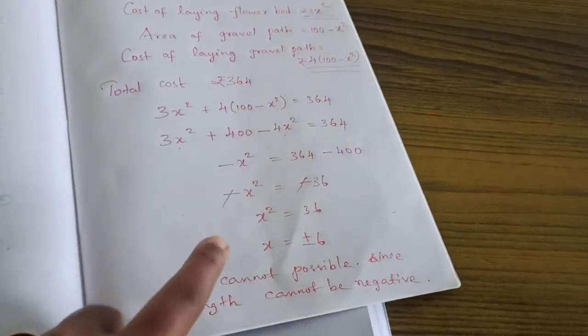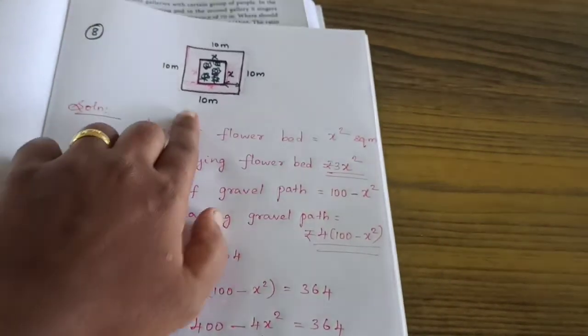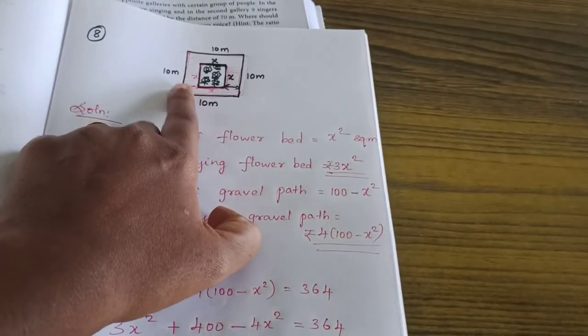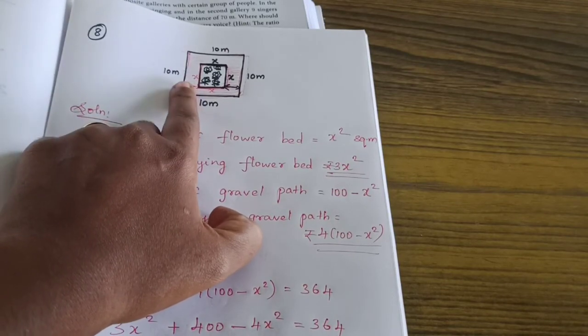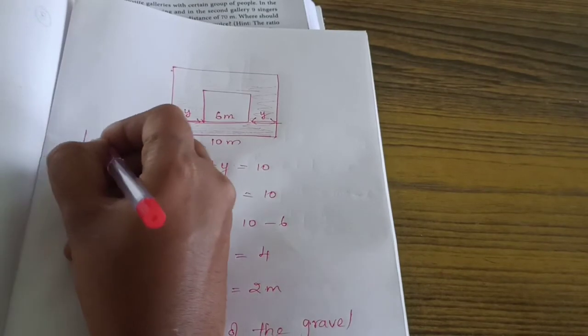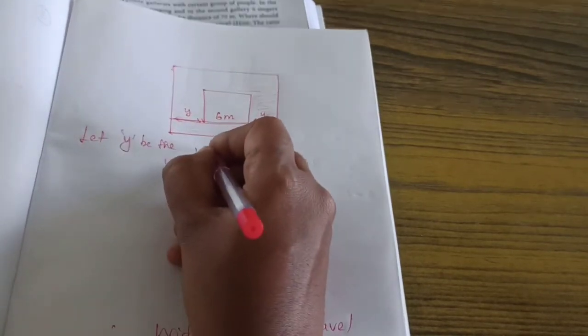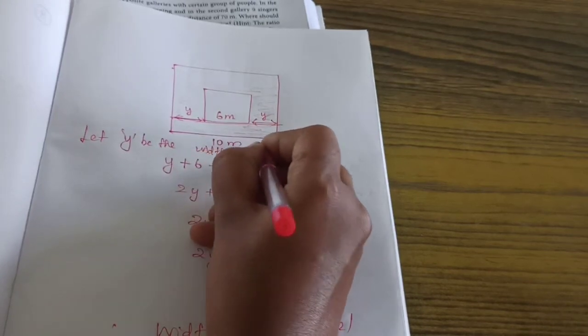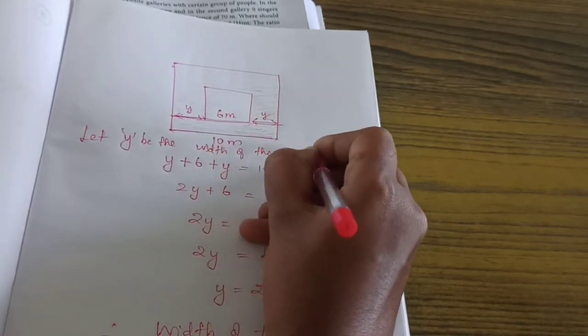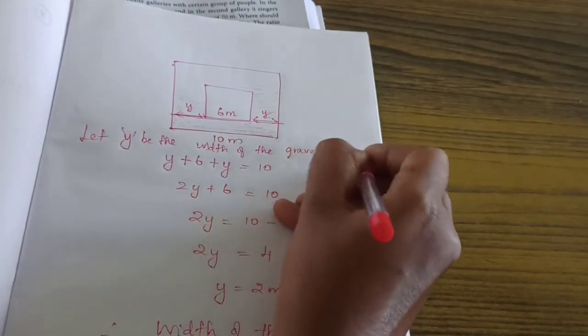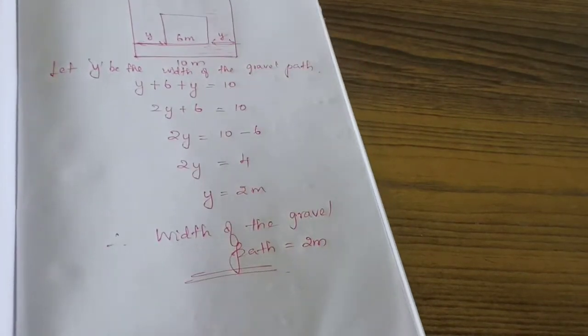We will get the answer for x. But we need to calculate the width of the gravel path only. So again, here let y be the width of the gravel path. Okay, then we can easily get the answer, 2 meter.